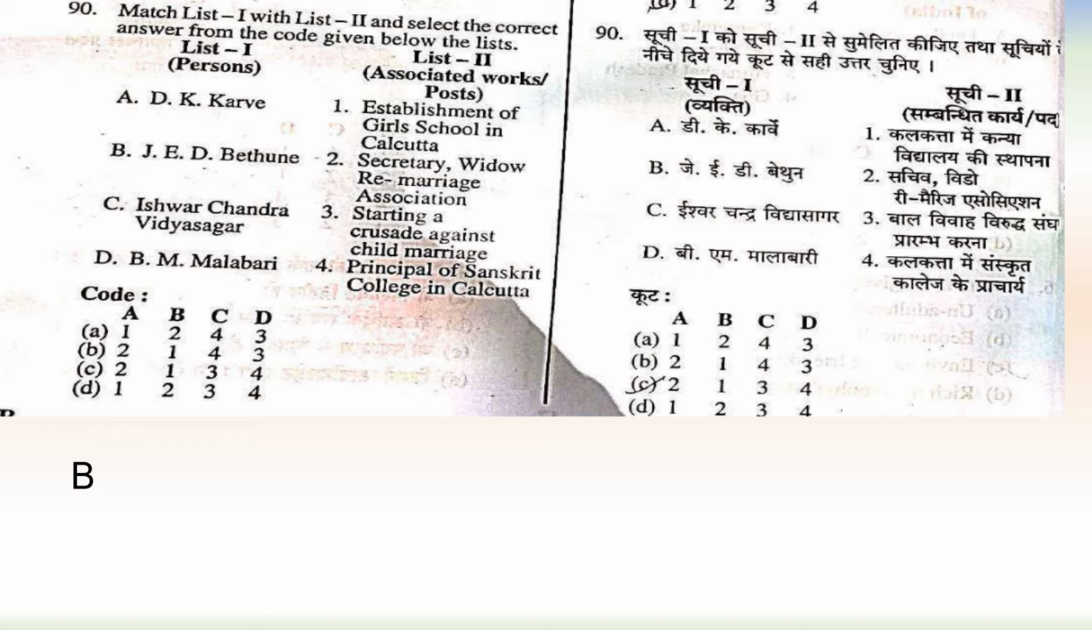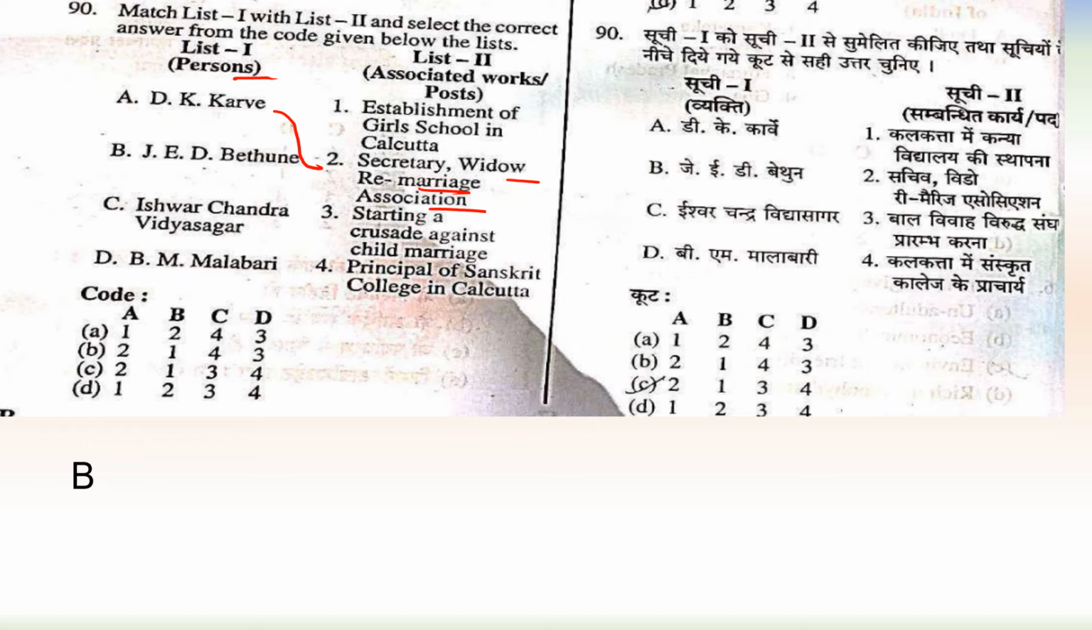Match list 1 with list 2 and set the correct answer. So list 1, persons are there. List 2, associated work post. D.K. Karve. So he was the secretary of Widow Remarriage Association.